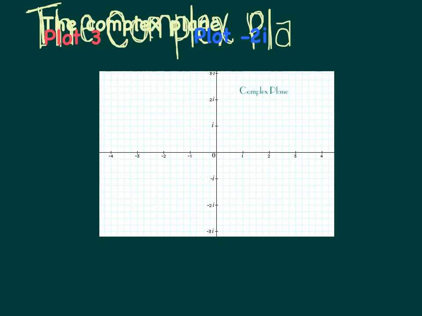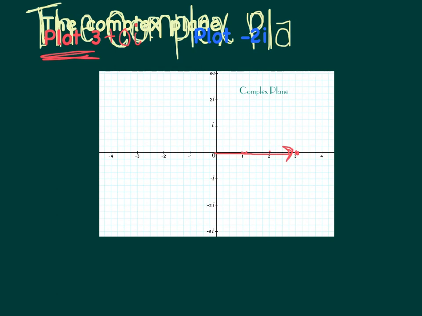Let's do 2 more examples where we plot things that are missing either the imaginary or the real part. So starting with the red, it says plot 3. Well, 3 is a real number with no imaginary part. So you could think of it as 3 plus 0i. So that's just going to go over 3 on the x and nowhere on the y. So it's going to look like that.